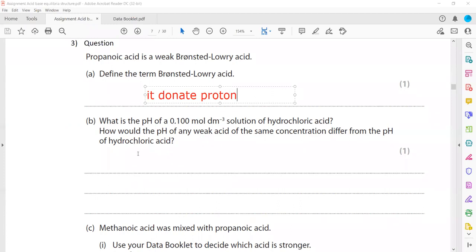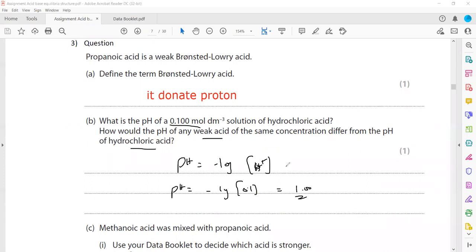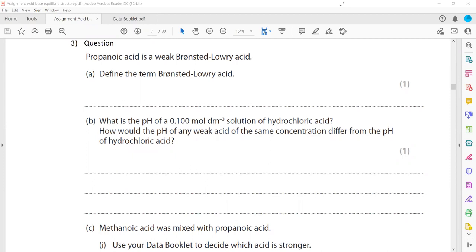Then, what is the pH of a 0.1 mole per dm cube solution of hydrochloric acid, and how would the pH of any weak acid of the same concentration differ? The pH is equal to minus log of hydrogen ion concentration, and we assume that the concentration of acid is the same as the concentration of hydrogen ion. As a strong acid, it ionizes completely. So it will be minus log of 0.1, which gives a pH of 1. When we compare this with a weak acid of the same concentration, it will have a higher pH because it is not ionizing completely.